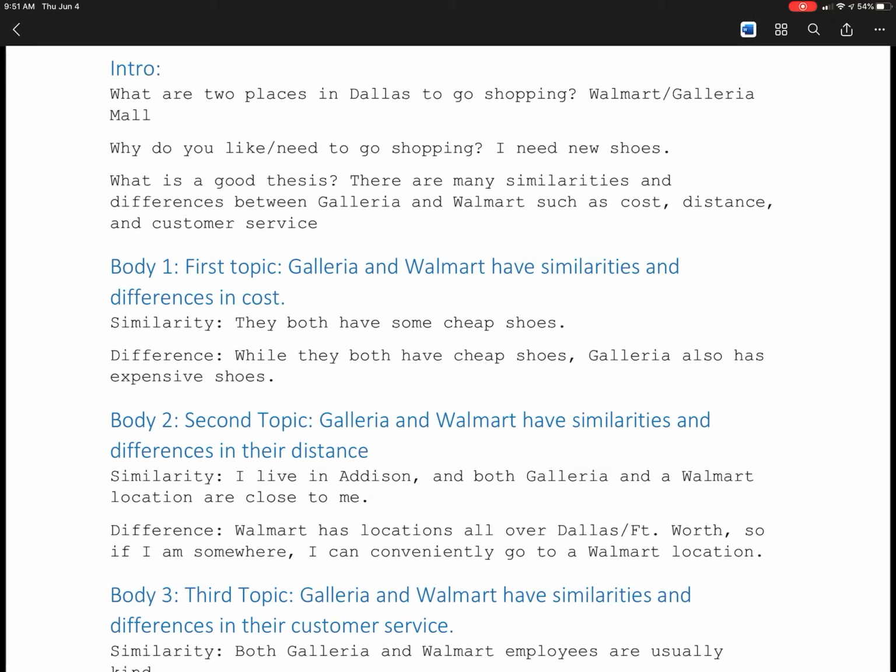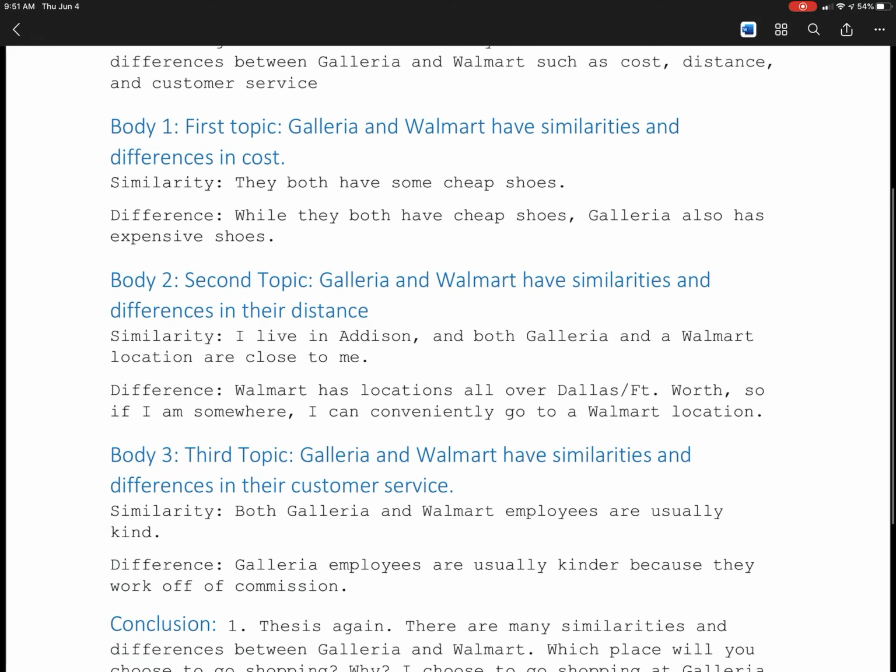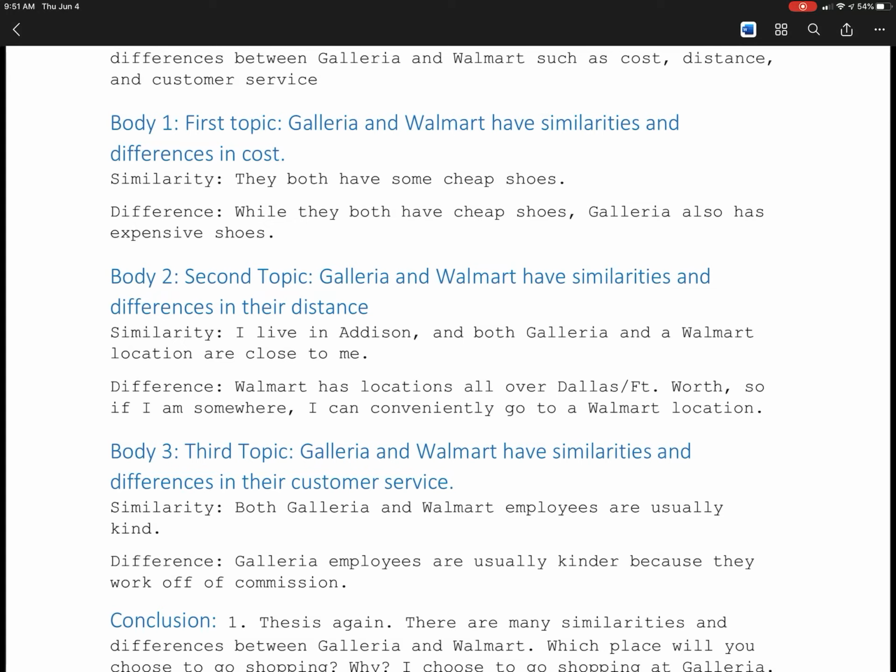So for my similarity, for cost, I say they both have some cheap shoes. But for my difference, I say, well, they both have cheap shoes. Galleria also has some expensive shoes. And again, because we need 4 or 5 sentences, you should probably have a couple more in addition to this.